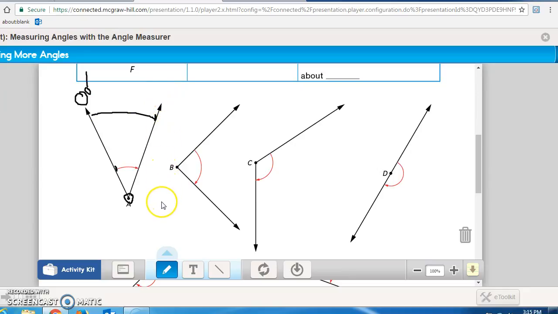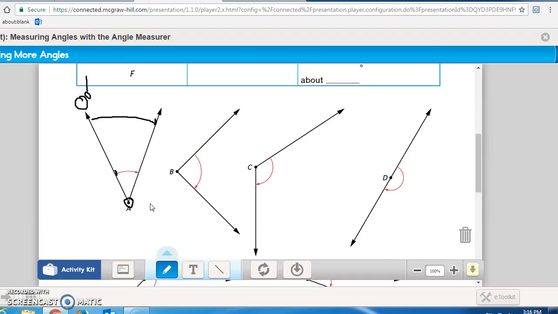So again, align the 0 marker on the measure with the side of the angle where the arc begins. And then place the hole, which should be at the center of the measure, over the angle's vertex. And read the degree measure where the other side of the angle crosses the rim of the measurer.